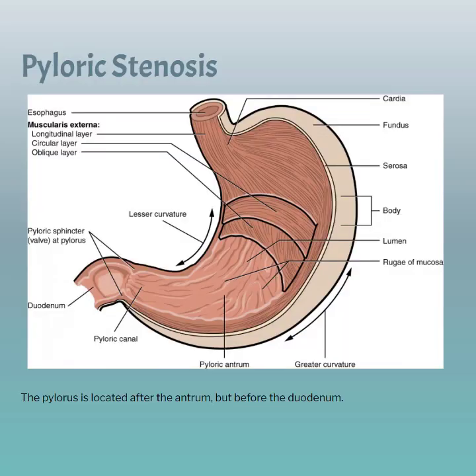So here's a picture of the stomach. We have the esophagus on the top, the fundus part of the stomach, body, and then the pyloric antrum. So remember, the pylorus sits between the antrum and the duodenum. So this is the muscle here. It's the sphincter that keeps gastric contents in or allows them to flow out into the duodenum.